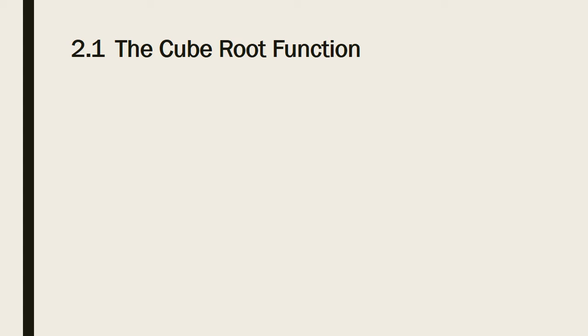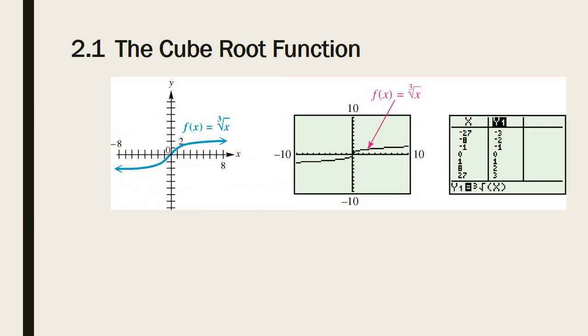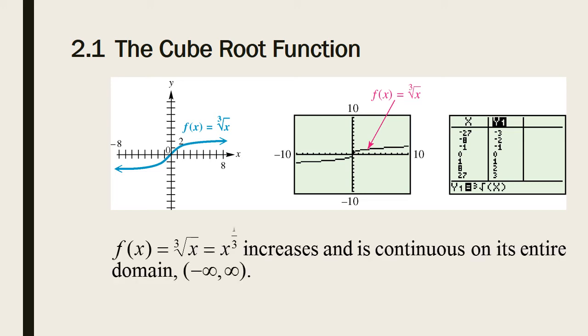Now the cube root function. Okay, there's what the cube root function looks like, and you see the table. The cube root function increases and is continuous on the entire domain. Now it doesn't look like it increases very much, but that's okay. The point is that the further out you go, the larger it gets, the higher the numbers go.